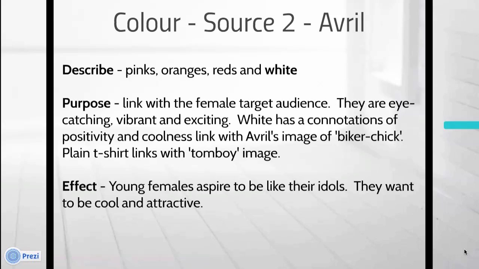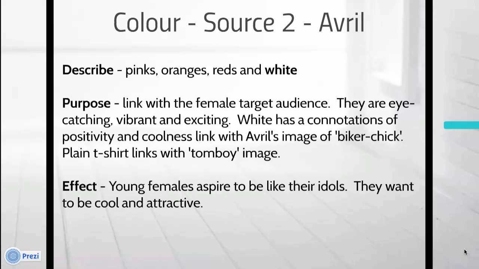Okay, but however, we would want to say, white is used in this. Okay, so white has connotations of positivity and coolness, and that links with Avril's image of the cool biker chick. Okay, she's also wearing a plain white t-shirt, and that links with her tomboy image. So you need to think about these colours and what connotations they have.